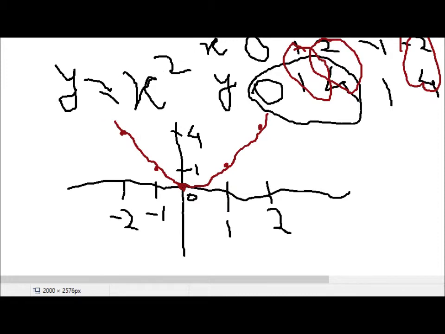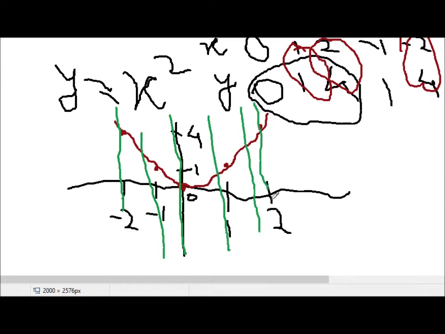Now what do we need to do to determine whether this is a function? We need to draw vertical lines. When you draw vertical lines, you see that none of the vertical lines are touching the graph two times. No matter where you draw the vertical line, it is touching the graph at only one single point. So according to the rule, it is a function. So by graphing also you can determine whether it is a function or not. So y is equal to x square is a function.